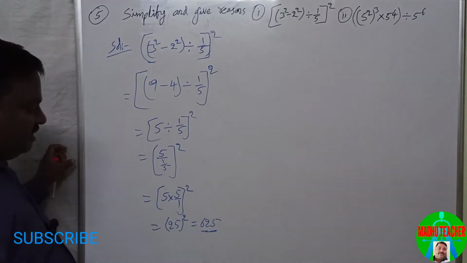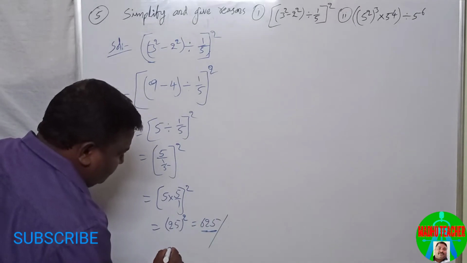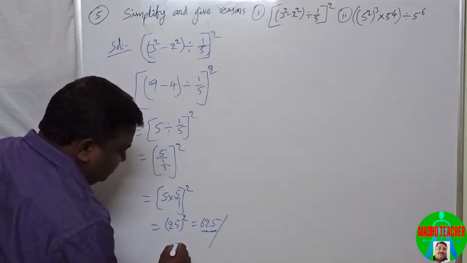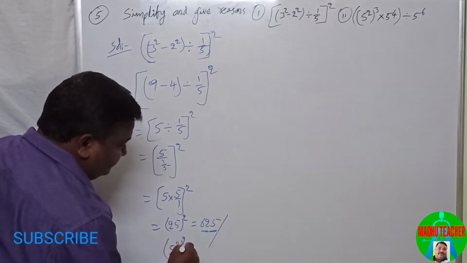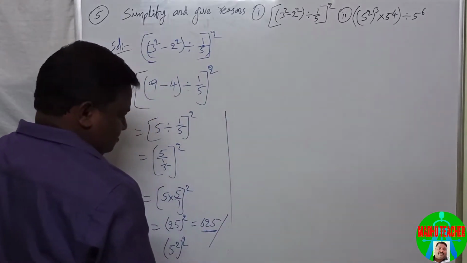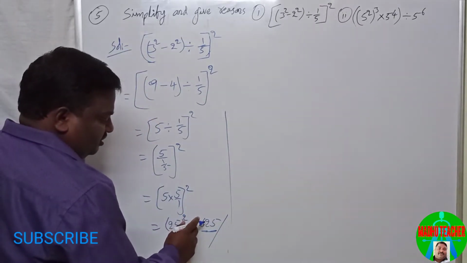So or you can write here 5 square. So 25 is 5 square whole square. So that is, you can write here 625.